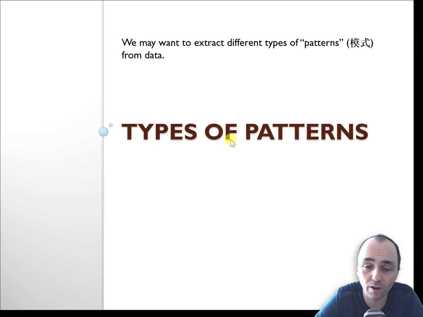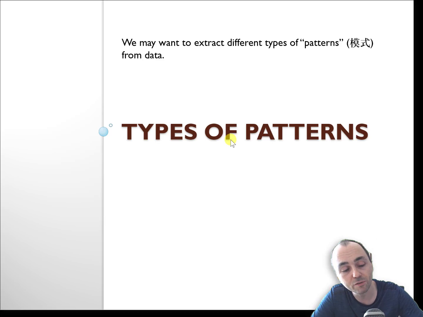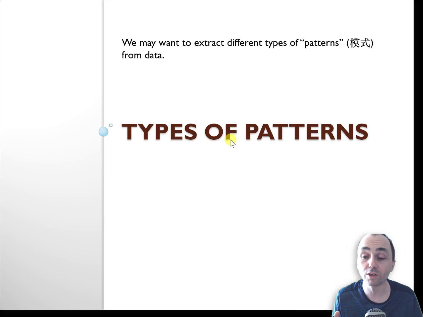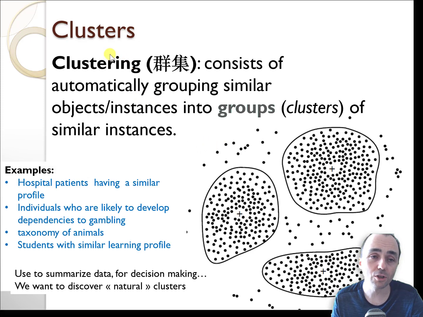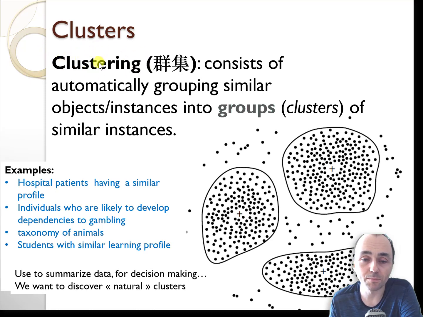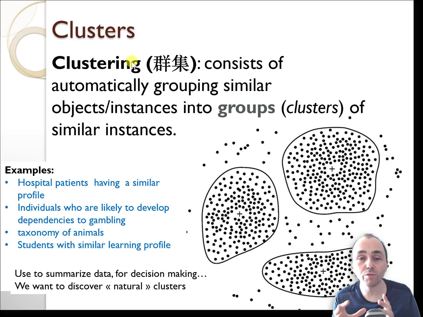Okay, so now I talked to you about the different types of data. I want to talk to you about different types of patterns or models we can extract from the data. What can we do with the data? I'll give you a few examples. So one of the most important tasks in data mining is clustering. Clustering means if you have some data, you want to find some groups that appear in the data, some objects in your data that are similar together, and you want to find these special groups in your data.